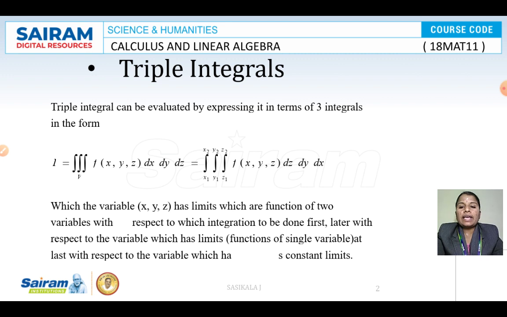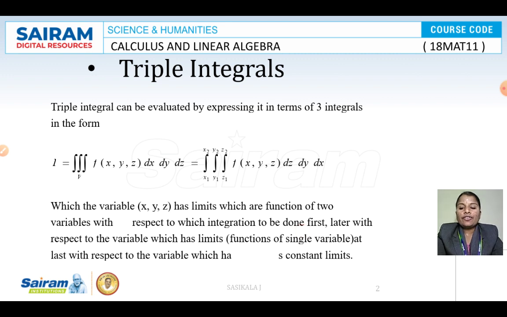A triple integral can be evaluated by expressing it in terms of three integrals in the form I equals the triple integration of f of x, y, z dx dy dz, which is equal to the triple integration of x1 to x2, y1 to y2 and z1 to z2 of f of x, y, z dz dy dx, where the variables x, y, z have limits which are functions of two variables, with respect to which the integration is to be done first.